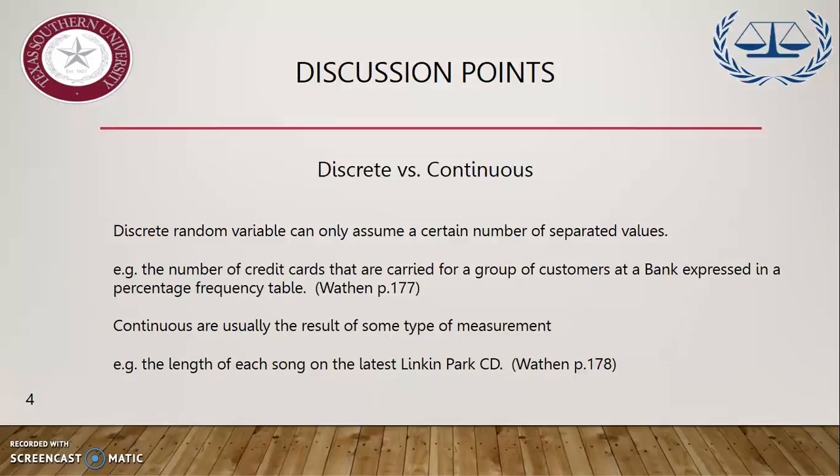Basically, it's a count. The book gives an example: the number of credit cards carried by a group of customers at a bank. So a number, a count. While continuous is just the result of some type of measurement, like the length of each song on a CD. Now that we know the difference between the two, on the next slide we'll go further into the discrete functions.